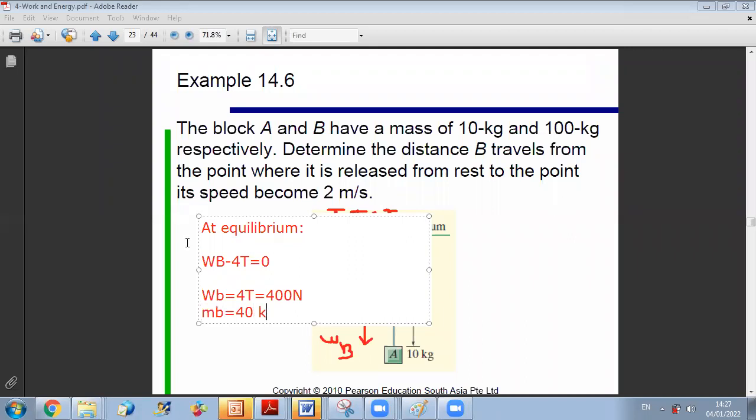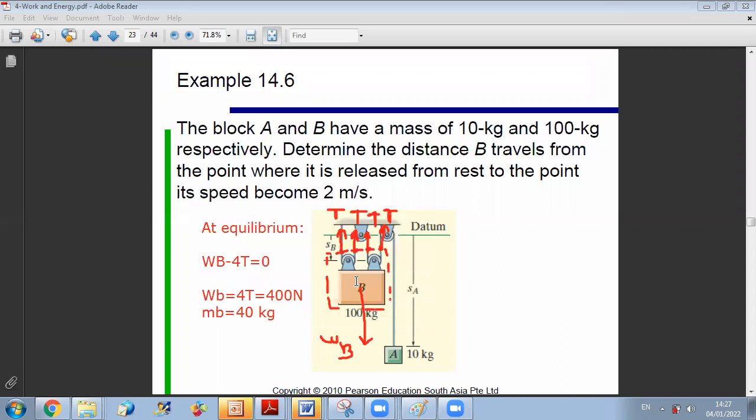Now, in this case, the mass of B is 100 kilograms, which is larger than 40 kilograms. This means that no equilibrium will take place. And since the weight is larger than what is needed for equilibrium, B will move down and A will be displaced upward. If you put a mass here smaller than 40 kilograms, then A will go down and B will go up.